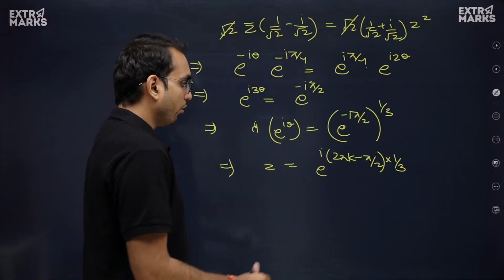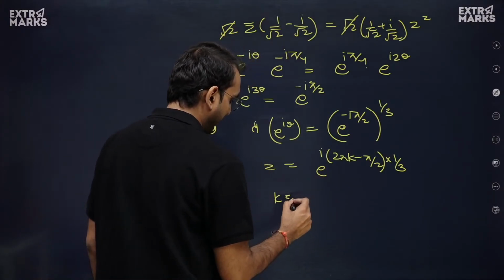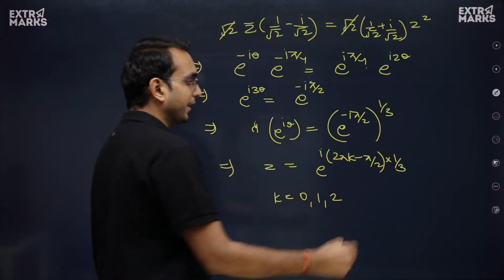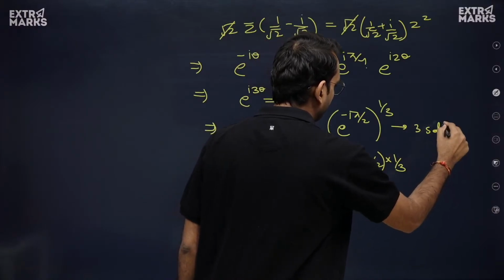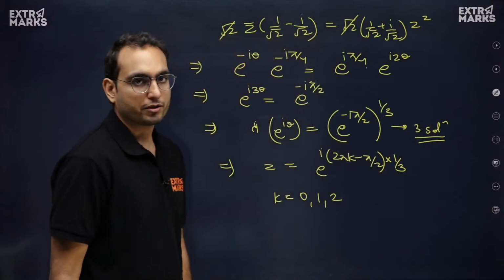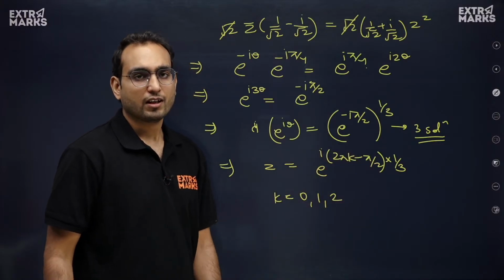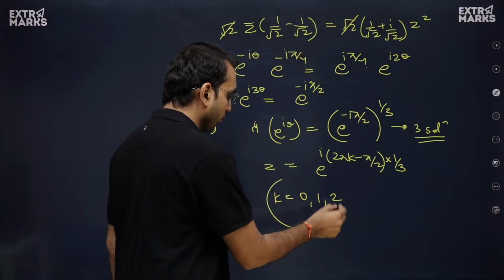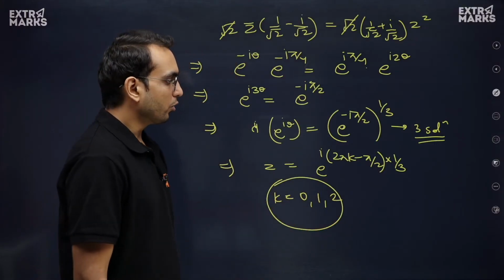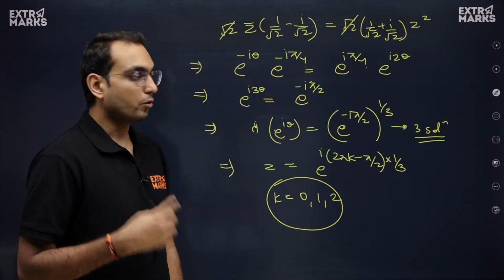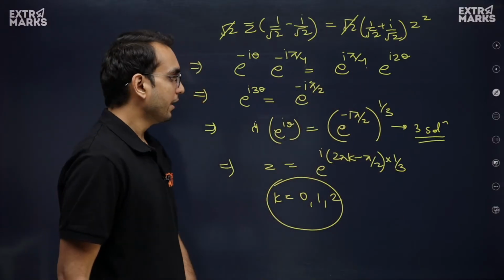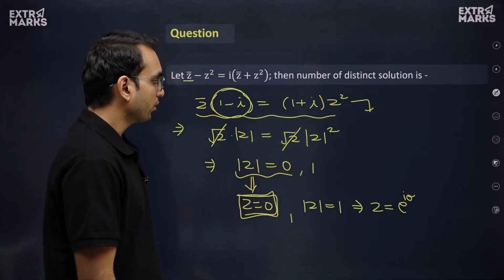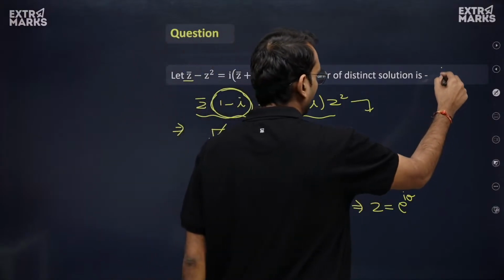Is this clear? Now when you put the values of k as 0, 1, 2, because it is a cube root, you actually get 3 solutions from this. Z equals cube root of something, so according to the cube root you will get 3 solutions corresponding to k equals 0, 1, 2. I want the total number of solutions. From this equation you get 3 solutions, and we have already got z equals 0 from the previous equation. So the total number of solutions is actually 4.